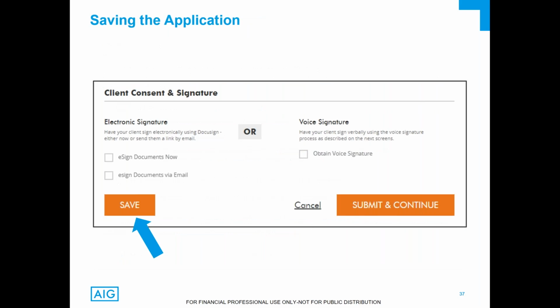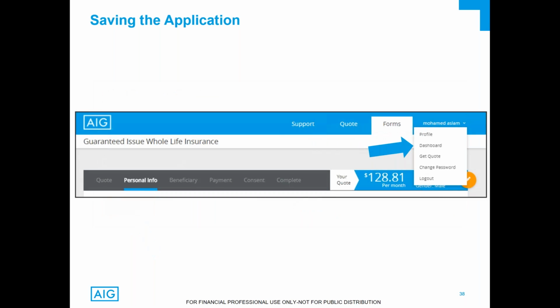If the customer is ready to move forward, you want to hit submit and continue and select one of the signature options available. If the customer at this point kind of hesitates and says, actually, I want to take an extra couple hours to think about this or sleep on it before I make the final decision, they click save. The agent will click save, and any saved applications will be in the dashboard.